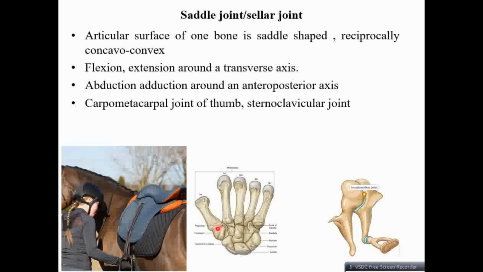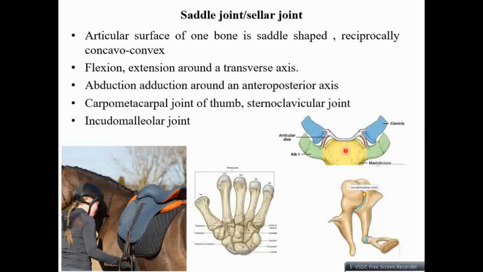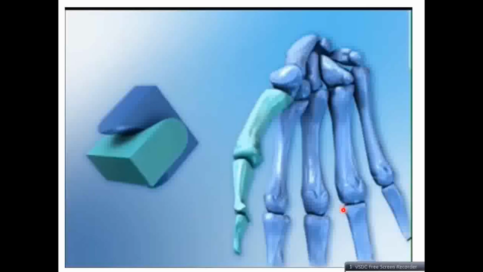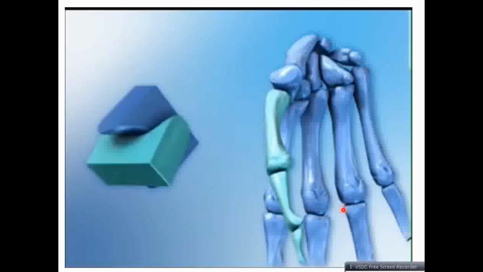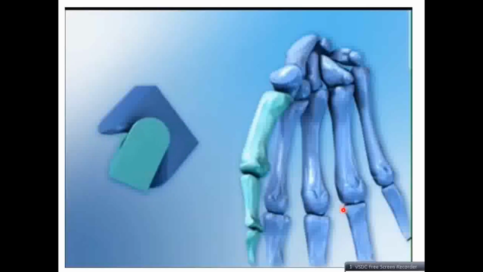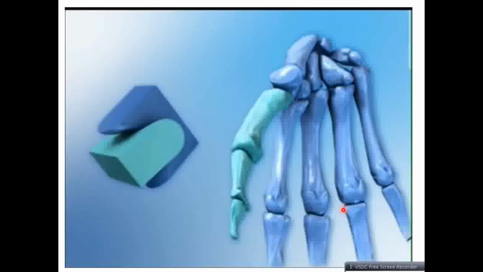Examples: the carpometacarpal joint of the thumb, the sternoclavicular joint, you can make out here the sternoclavicular joint, and the malleolar joint. So saddle or sellar joint. You can make out the movement in the hand: the thumb's saddle joint lets the thumb cross over the palm, making it opposable.